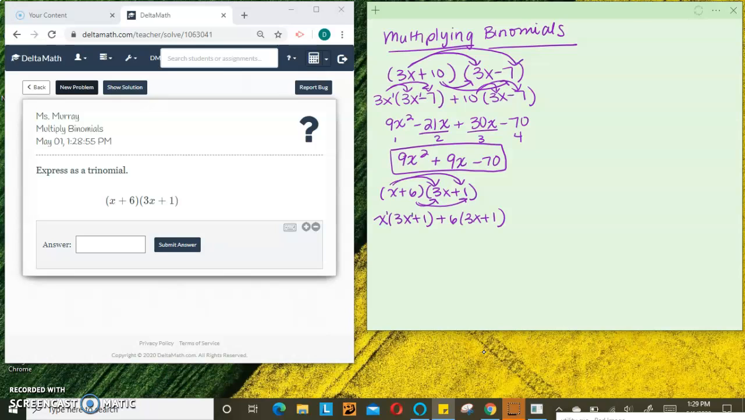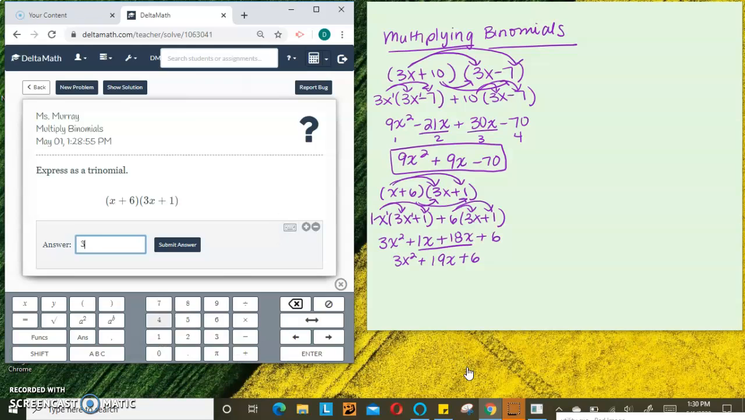Put the ones if I need them. X times 3x, remember there's a 1 here, so 1 times 3 is 3. X times x is x squared. 1x times 1 is just 1x. Then I go and distribute in my second set. 6 times 3x is 18x, and 6 times 1 is 6. Notice in the middle again, I have two x terms that I can combine. 1x and 18x is 19x. I bring down the 6 and the 3x squared to get a final answer of 3x squared plus 19x plus 6.